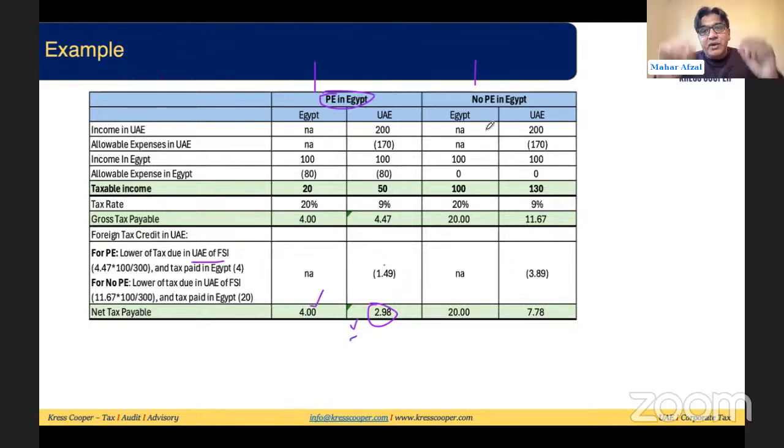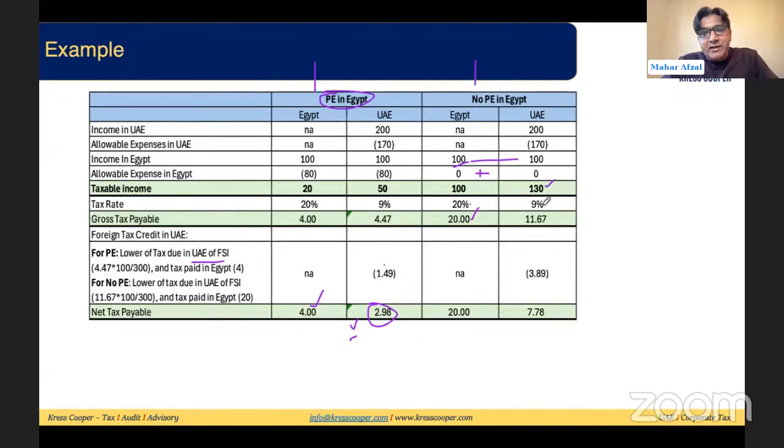But if you don't have any PE in Egypt, or any company in Egypt, that means you might have given a loan. From the loan, you are generating income. That loan is subject to withholding tax. In most of these cases, expenses are not there. Only income 100%, 100 million, at 20%, 20. Then the income will be included here.